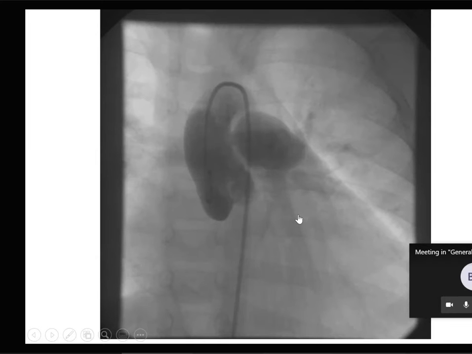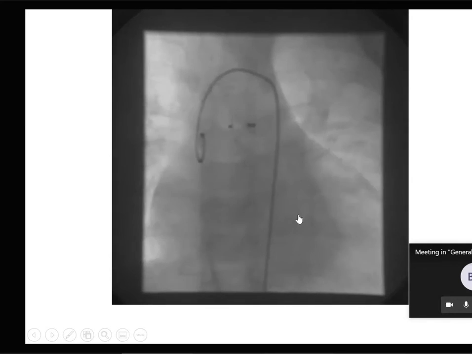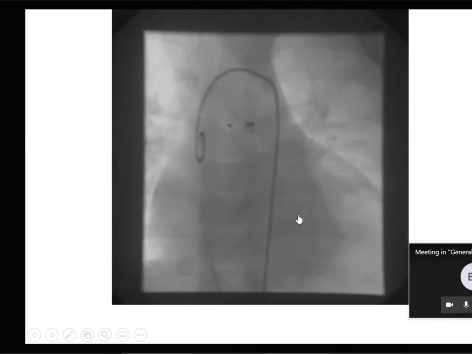There are three types of AP window. There's no need to go to those details. Okay. What is done? Device closure for AP window. Okay. This is an ADO1 device.